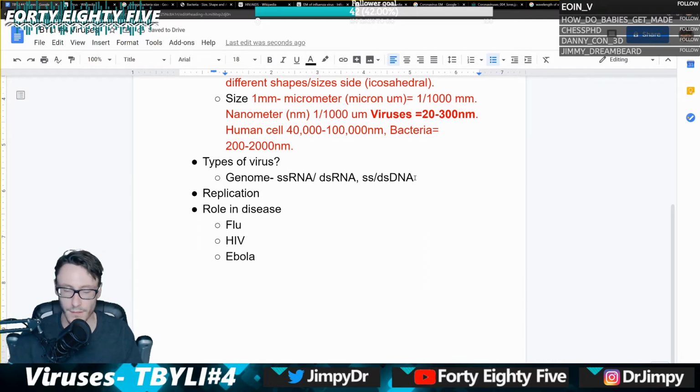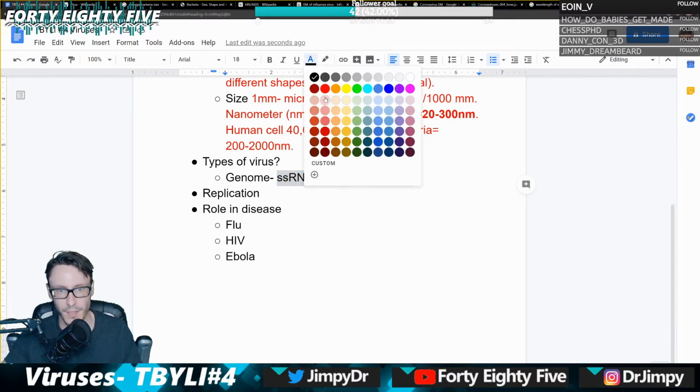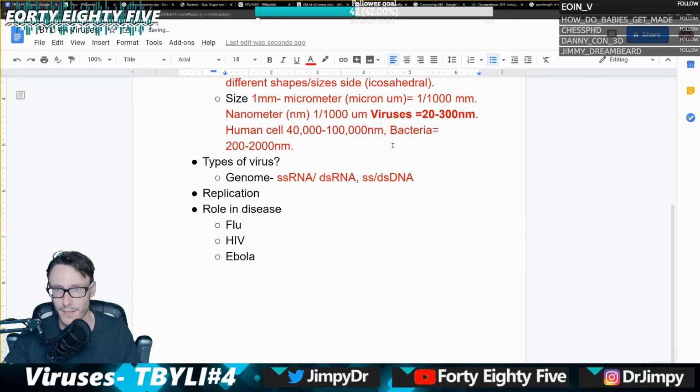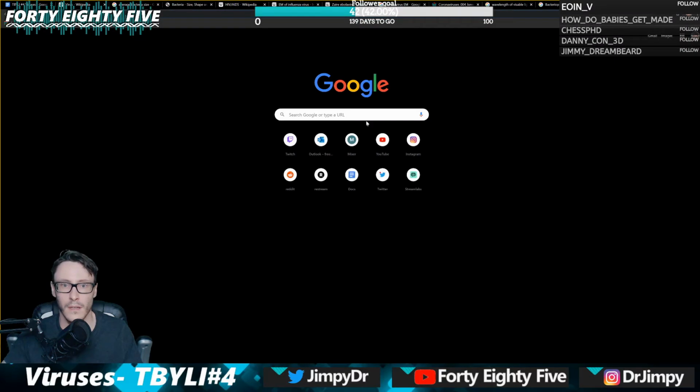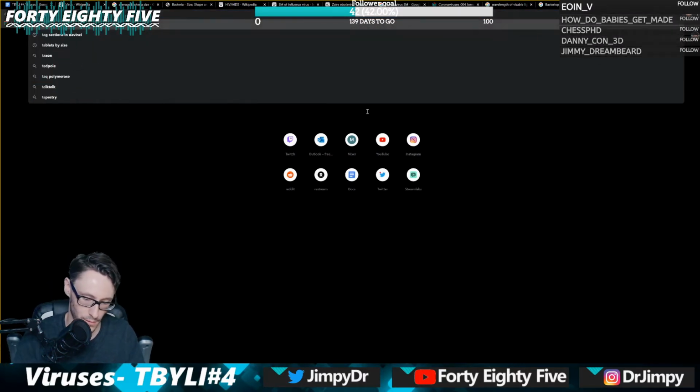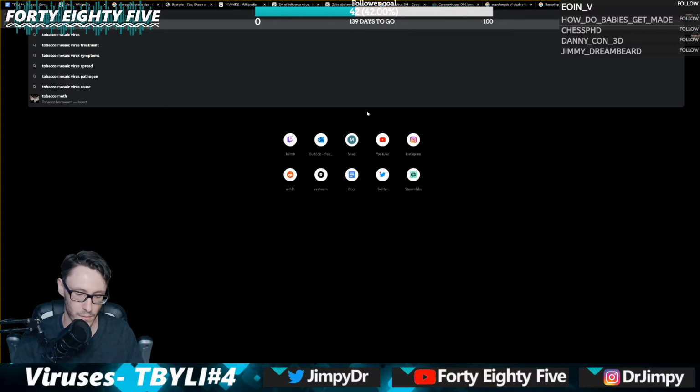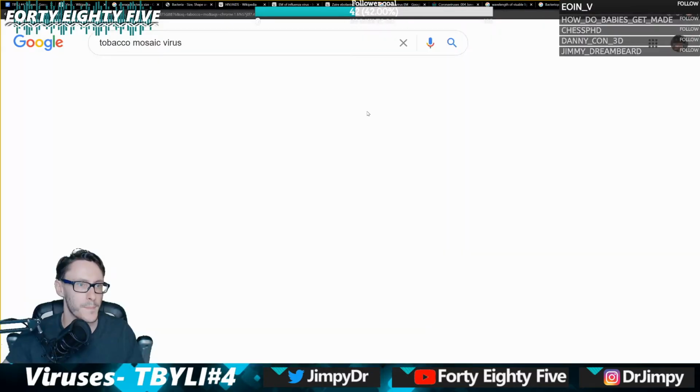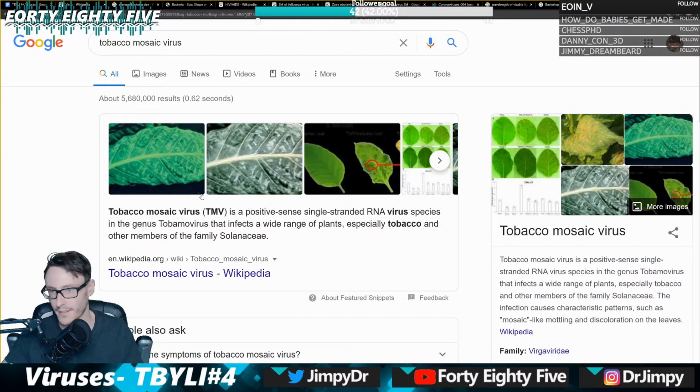Okay, they have a virus genome. The genome can vary massively in size as well. So I've said that they're simple, but you can get some very large viruses. So I think the tobacco mosaic virus is huge, if I remember rightly. So this is a virus that infects plants. You get viruses that infect plants.